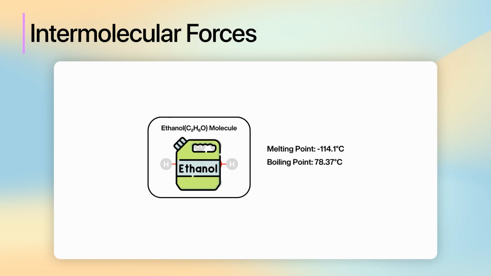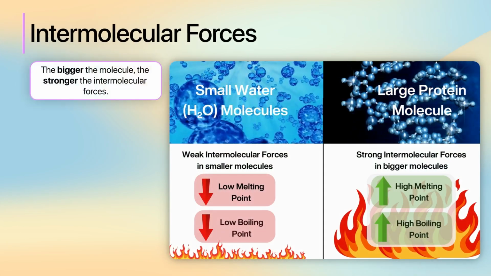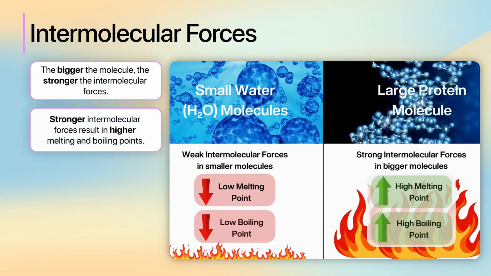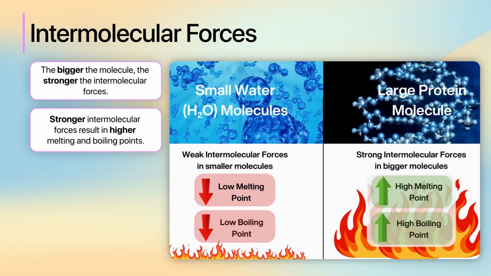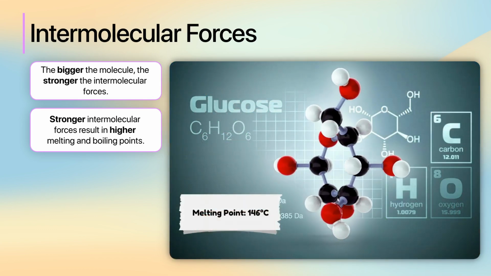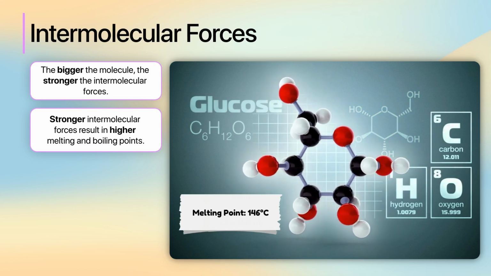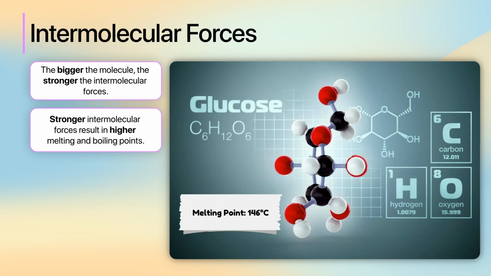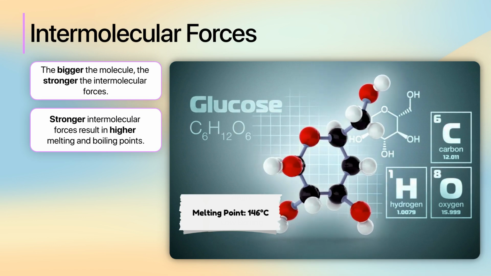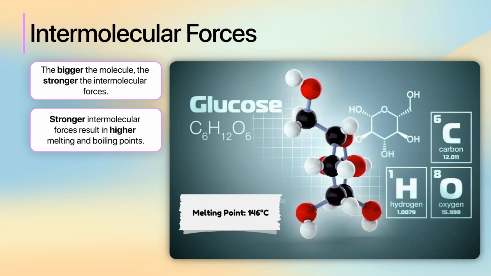You may have noticed that while ethanol's boiling and melting points are relatively low, they are a bit higher than oxygen's and nitrogen's. That is because generally the bigger the molecule, the stronger the intermolecular forces. These stronger intermolecular forces result in higher melting and boiling points compared to smaller molecules. A great example of this is glucose, which has a melting point of 146 degrees, which is higher than the melting points of many smaller molecular substances. By understanding these concepts, you'll be able to predict and explain the physical state and behavior of molecular substances based on the nature and strength of their intermolecular forces.